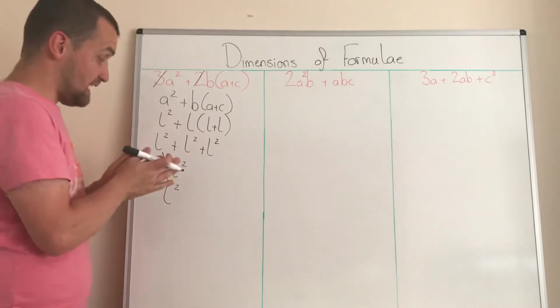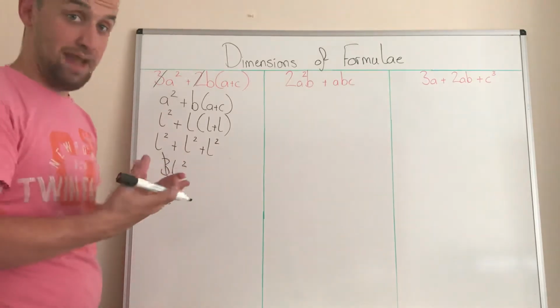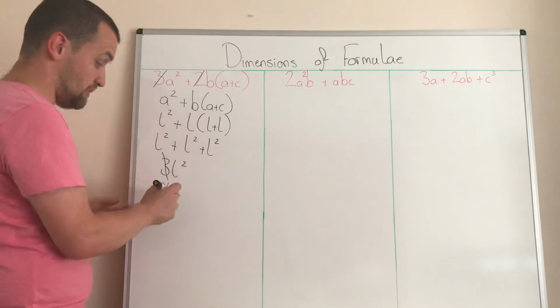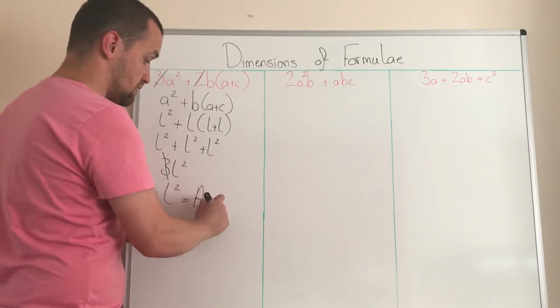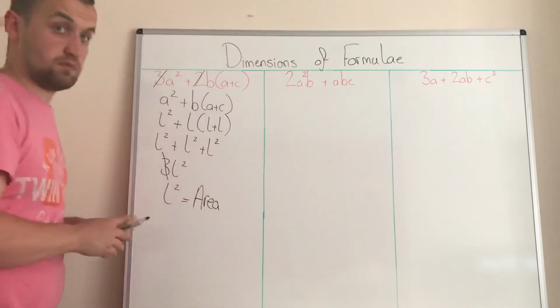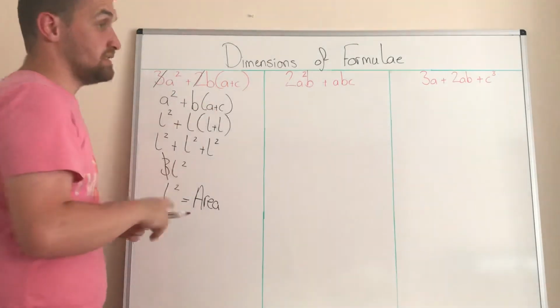At the start, I said to you, if we have anything squared, it has to be an area. So this formula is an area. We're going to do exactly the same thing on the second one.